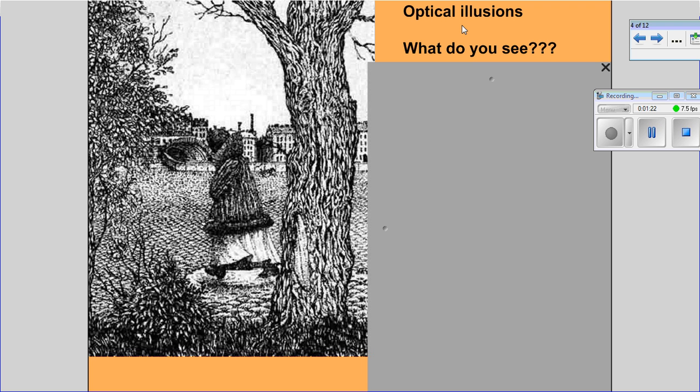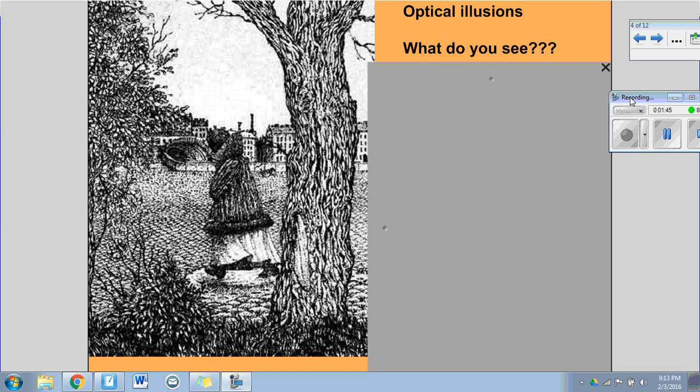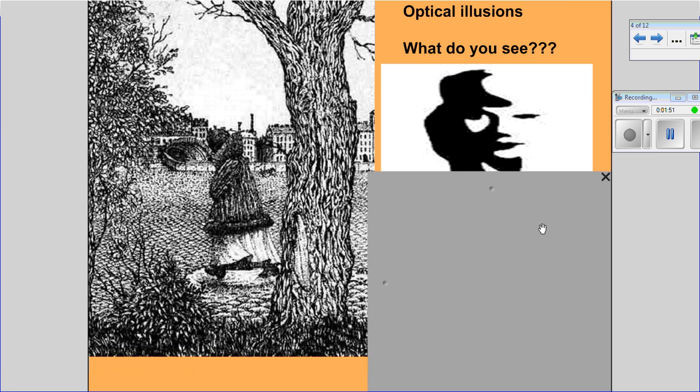Some people may notice a tree with a woman in some sort of coat walking, and there's a bridge over to her left. Other people may notice a face. If you look here, here would be one eye, here would be the other eye, and this would be the nose, and then the mouth would be here, and then the outline of your face is here. Can you see both images? If you can't, pause the video, take some time and look at it and see if you can notice both of them.